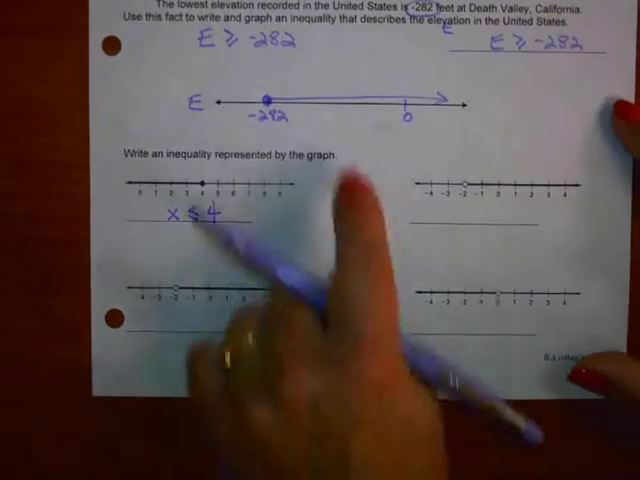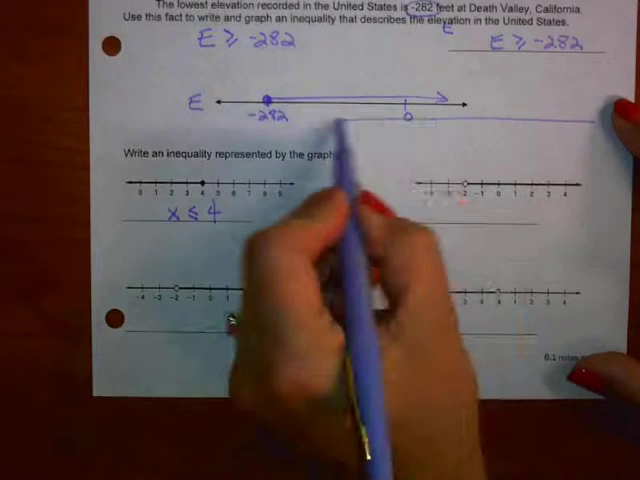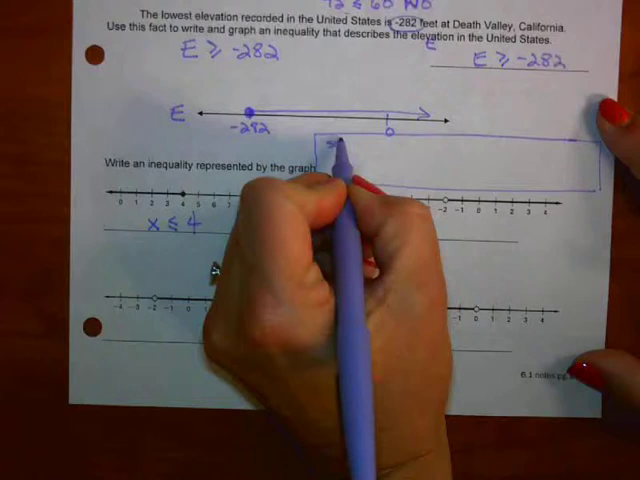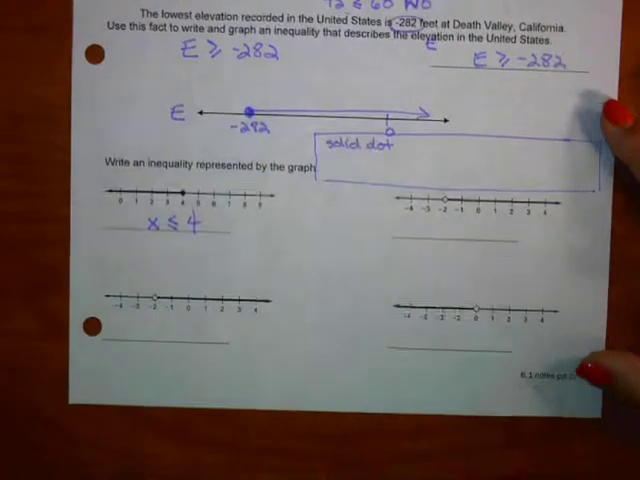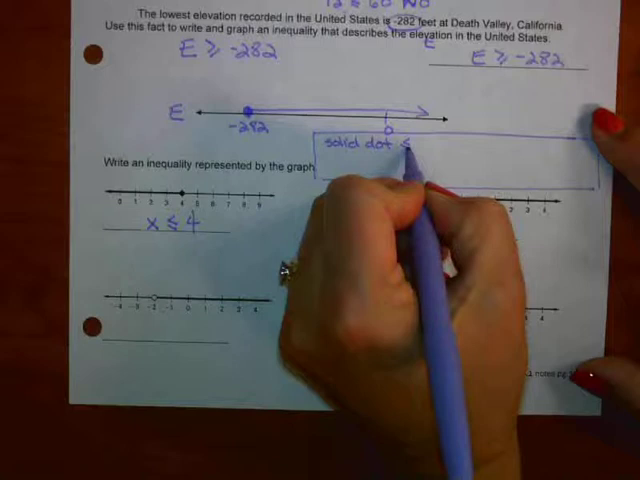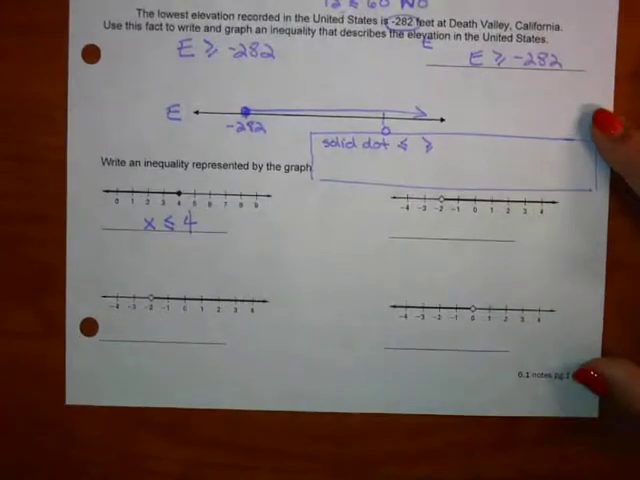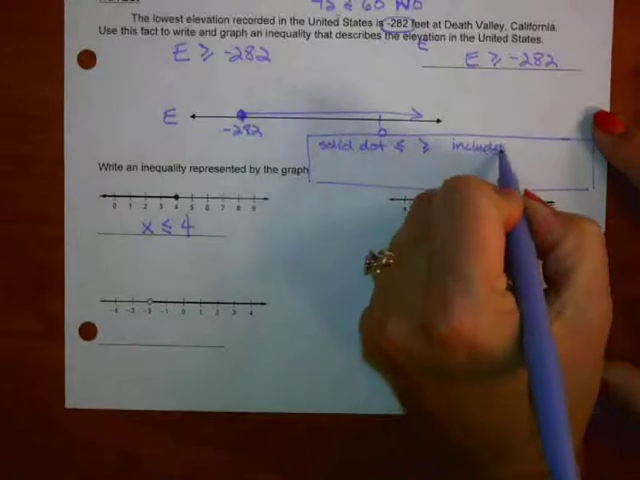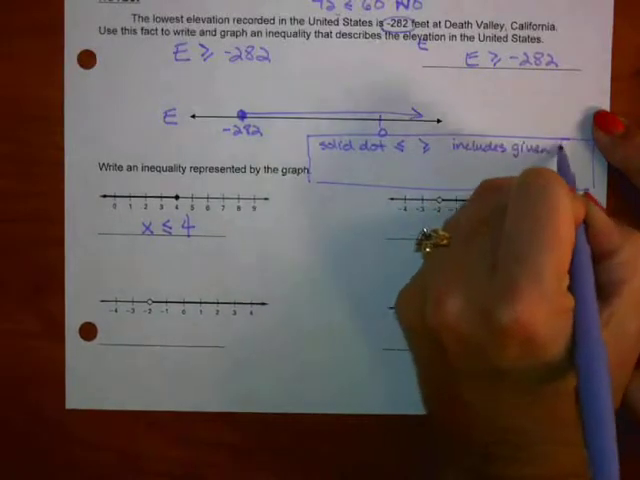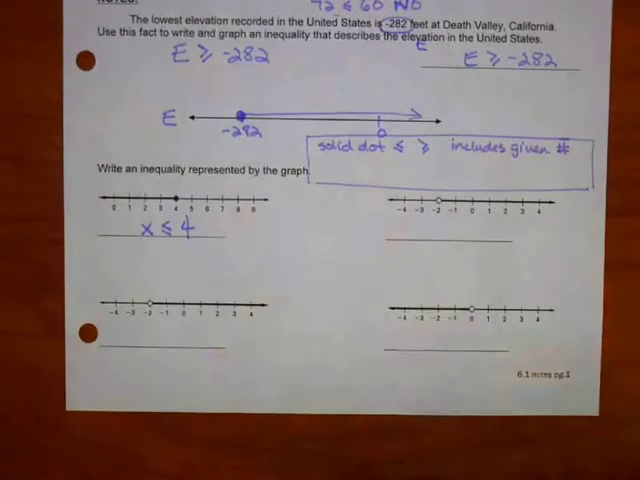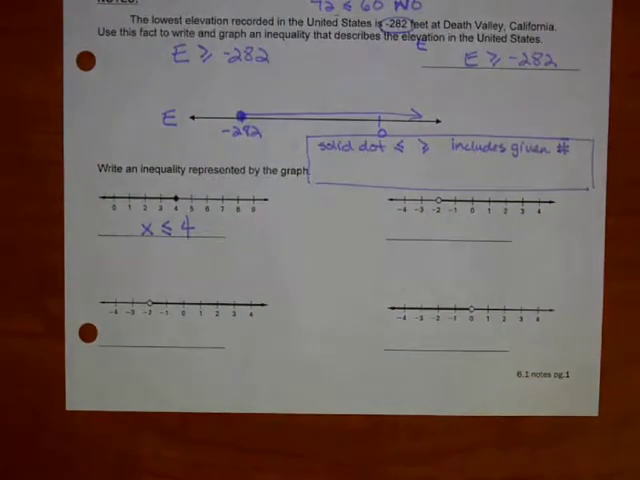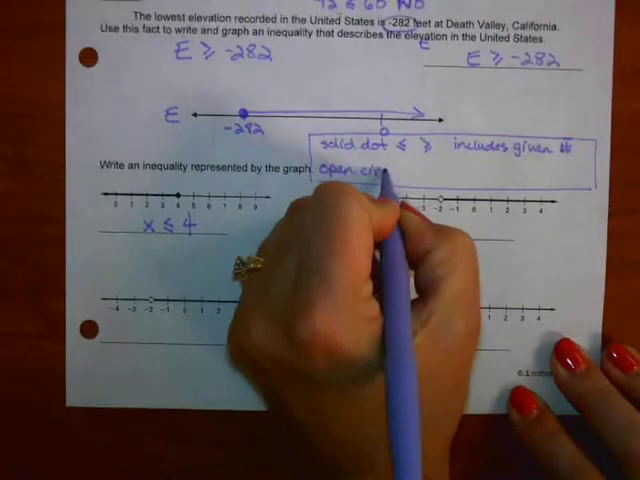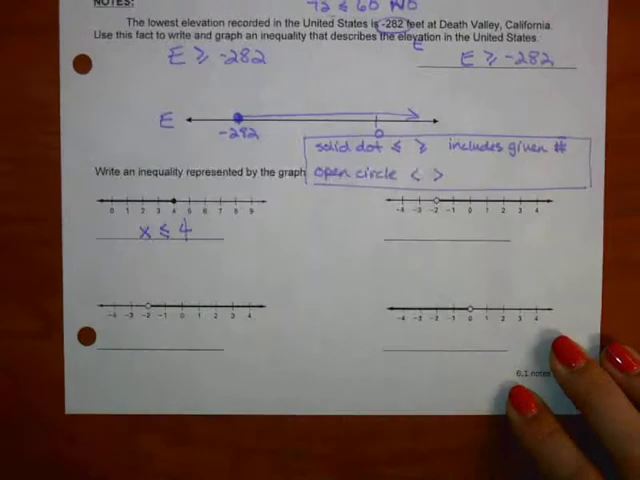And I'm going to have you write a little bit of something up here, just in case when you go back and work on it, you don't remember. Solid dot when you have less than or equal to or greater than or equal to, because it includes the given number. It means x could be 4 as well in this one. And then you use an open circle when you have less than or greater than with no line underneath.